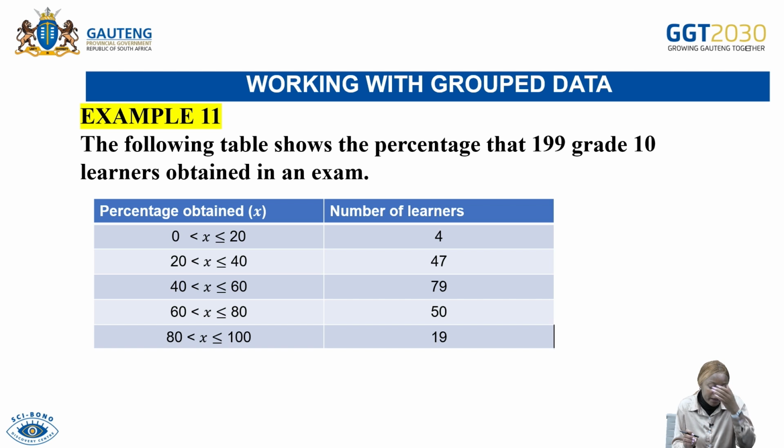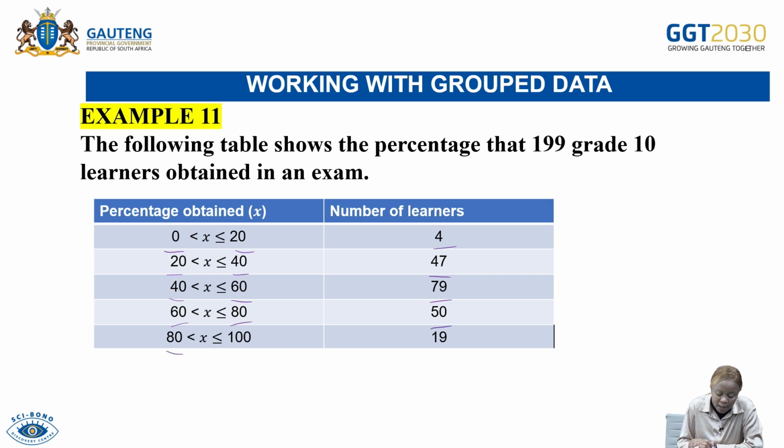Okay, so example number 11. Now let's work with grouped data. We need to work with the grouped data to find our quartiles, our range, your semi-interquartile range, and your interquartile range. It says the following table shows the percentage that 199 grade 10 learners obtained in an exam. Between 0 and 20, I have 4 learners. Between 20 and 40, I have 47 learners. Between 40 and 60, I have 79 learners. And between 60 and 80, I have 50 learners.